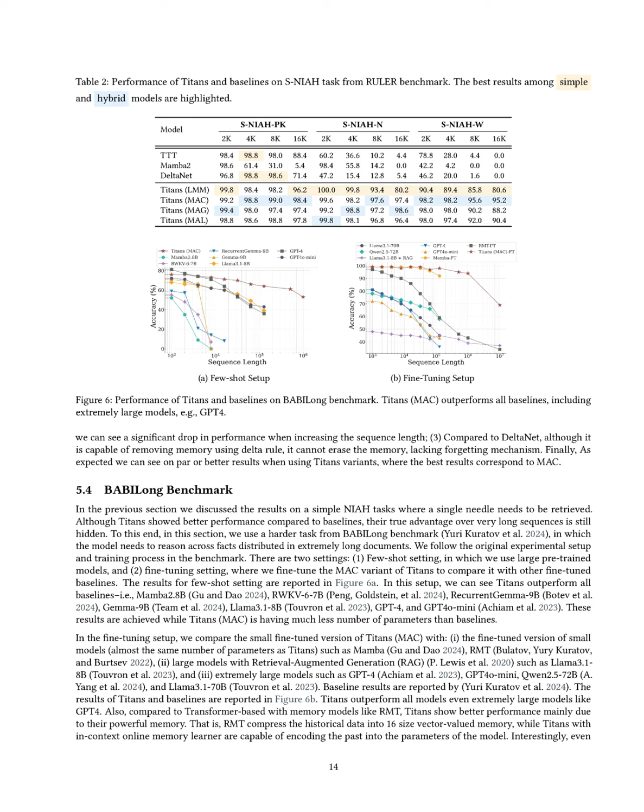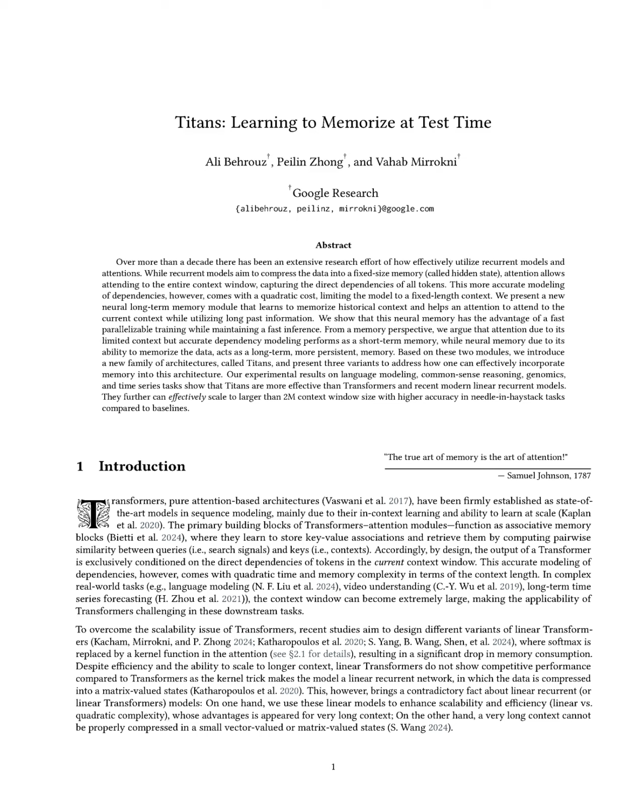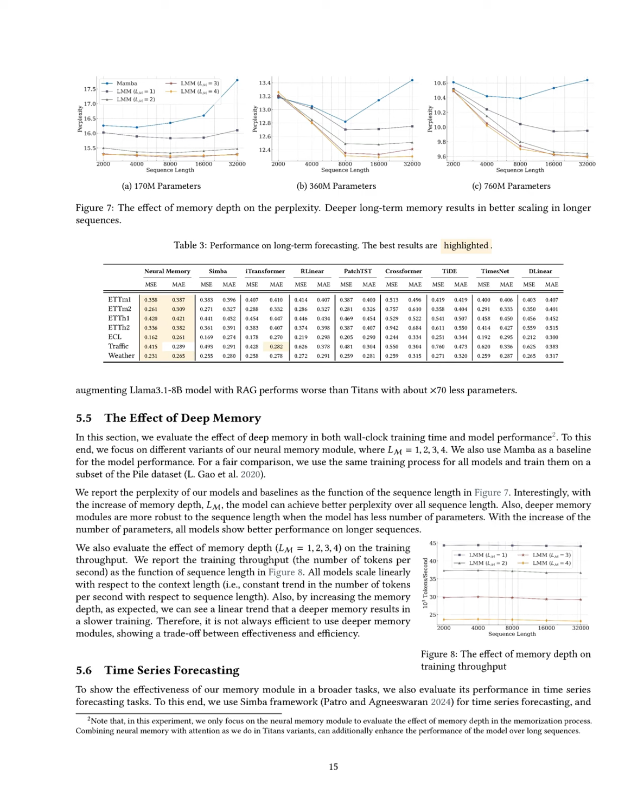Metrics for performance include perplexity and accuracy in language tasks, as well as retrieval effectiveness in NIAH tasks, where Titans consistently outperform baselines, demonstrating superior memory management and generalization capabilities. Additionally, Titans are evaluated on their ability to handle longer context windows, showing competitive performance even with context lengths exceeding 2M tokens, which highlights their scalability and efficiency.